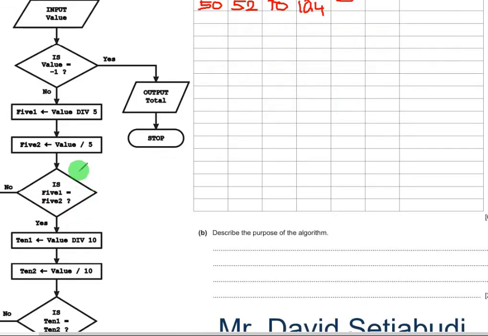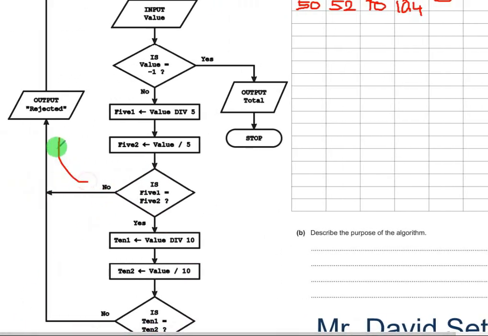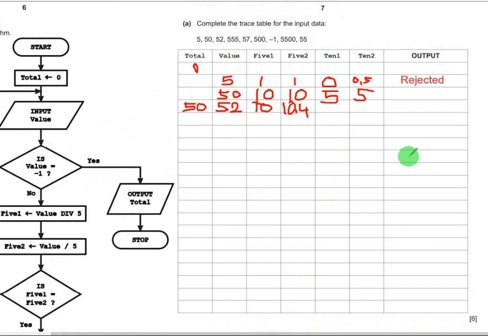After you've done with 10.4, is 10 the same with 10.4? No, it's not the same. So it goes to the no part. At the no part, it will be rejected. So it will go over here, rejected again. This one is rejected.